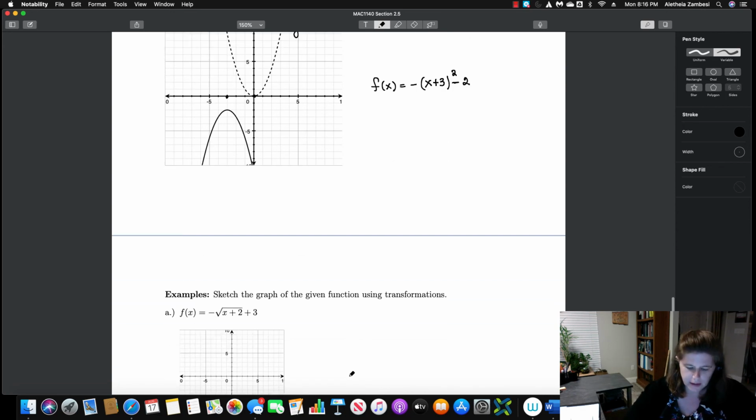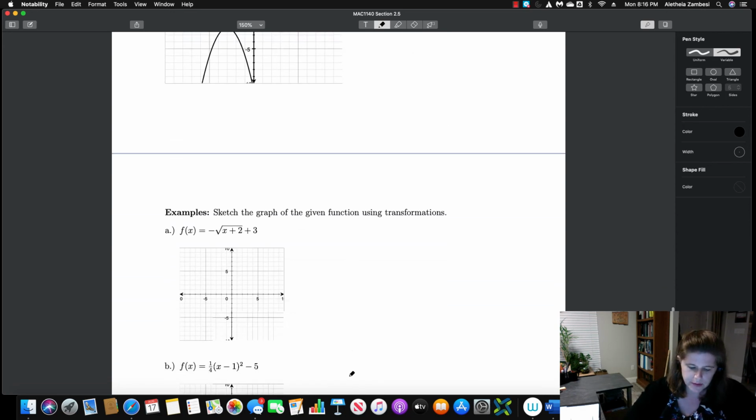All right, let's put it all together. Let's do some transformations of functions. So if I have this function f of x, negative square root of x plus 2 plus 3. First thing I want to think about is, what shape is this overall? So the shape of this one is the shape of the square root function. So that starts at the origin and opens like the bird wing. So we're starting with the square root function.